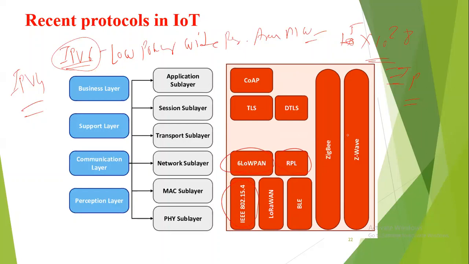Then Z-Wave, another protocol, mostly used. This Z-Wave is again a low power protocol, basically used for smart home applications. The users mostly use this. Then CoAP and RPL I will discuss next.